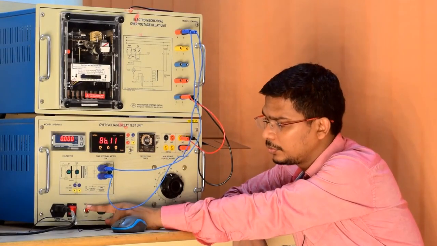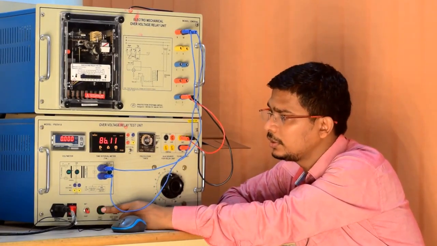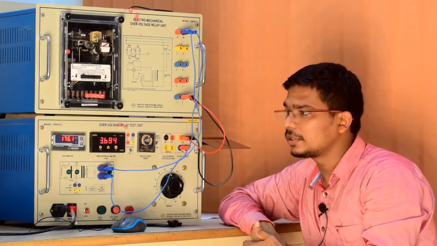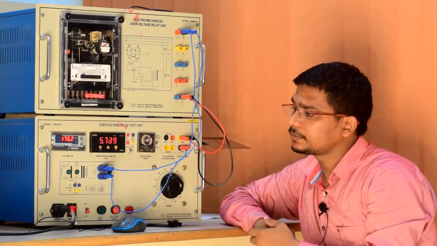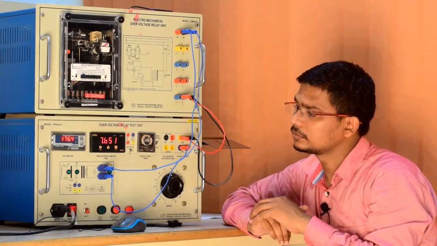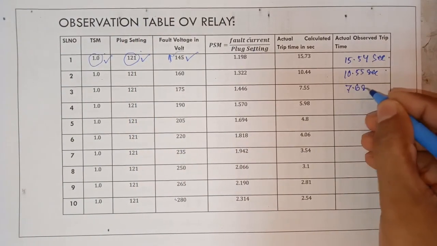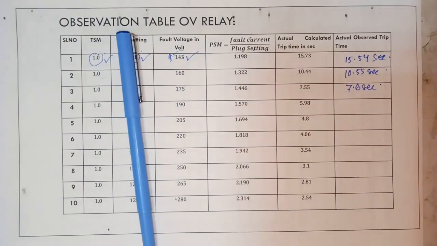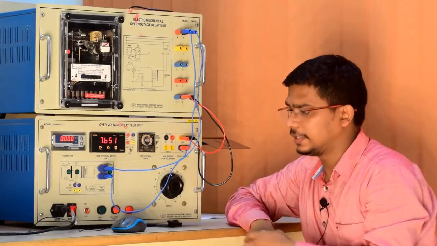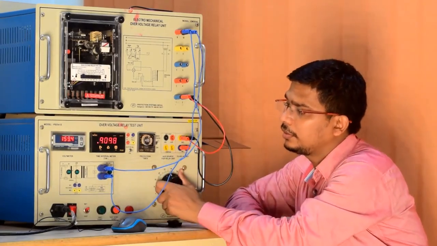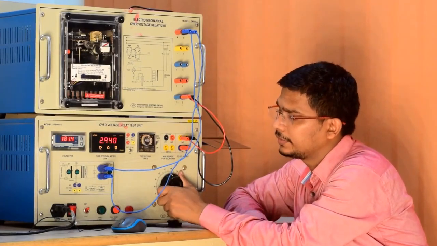So what will we do? We will put it to test mode, then start it again. We will see whatever the time is. 7.6 seconds, so we have to write 7.6 seconds. Expected is 7.5 seconds. Our next observation is 190. Same process: reset, set, and circuit breaker on, then 190.